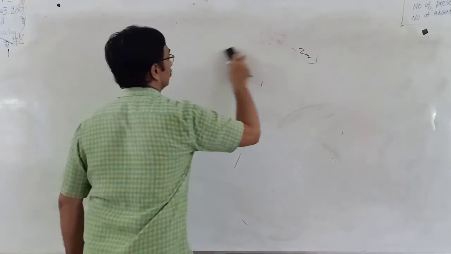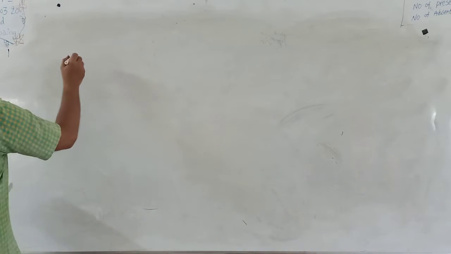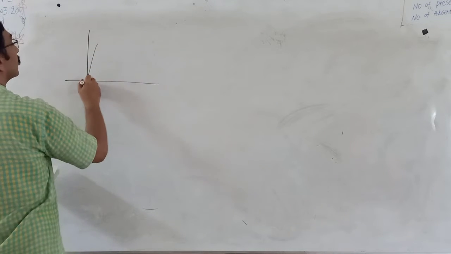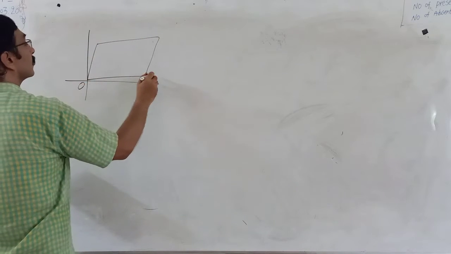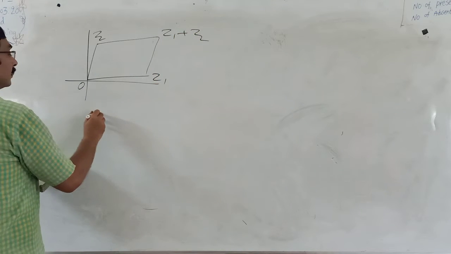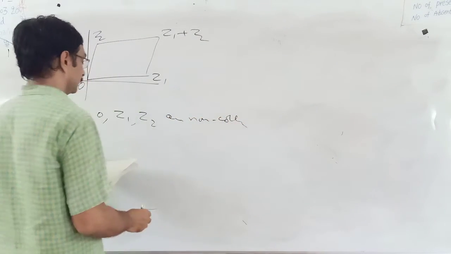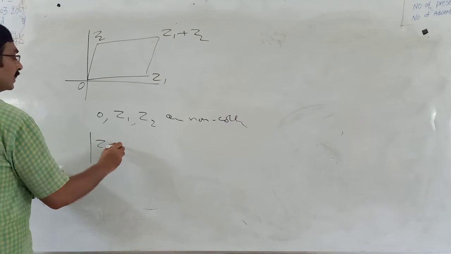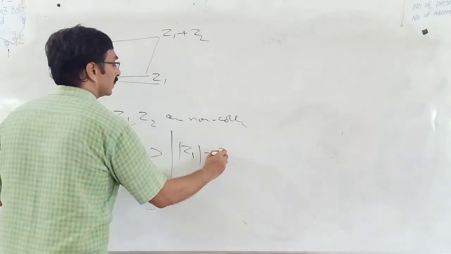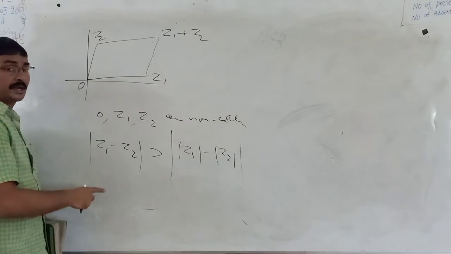See the applications of this one. If origin, Z1, Z2 are non-collinear, then modulus of Z1 minus Z2 is strictly greater than modulus of mod Z1 minus mod Z2. So in this case, origin, Z1, Z2 are clearly non-collinear.